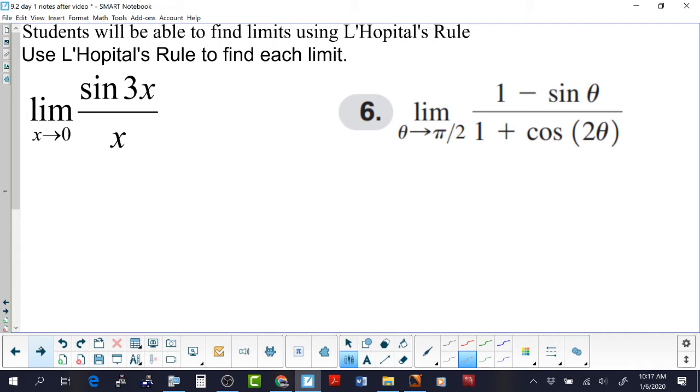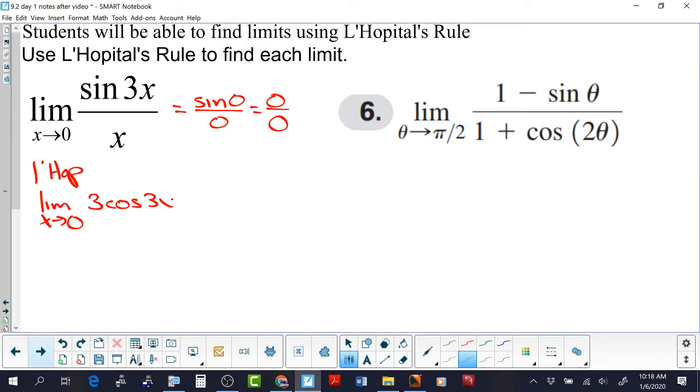Use L'Hopital's rule to find each limit. If I plug 0 in here, I get sine of 0 over 0. Sine of 0 is 0. Cosine of 0 is 1, though. So we get an indeterminate form. We can use L'Hopital's. Limit as x approaches 0 of 3 cosine of 3x over 1. Derivative of sine is cosine. Derivative of the inside is 3, so 3 cosine of 3x. So we get 3 cosine of 0. 3 times 1 is 3.